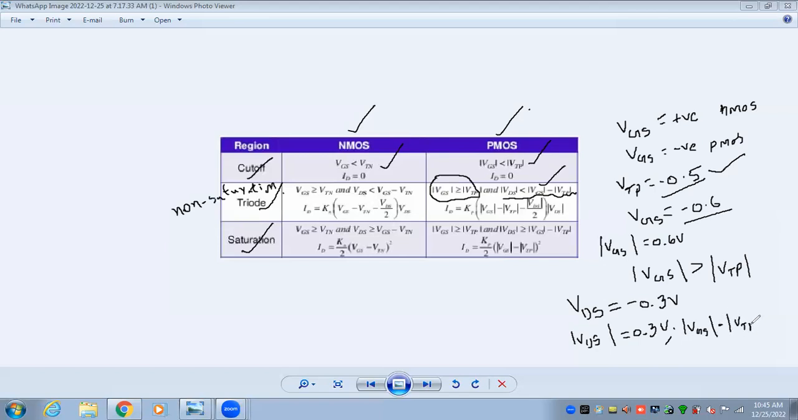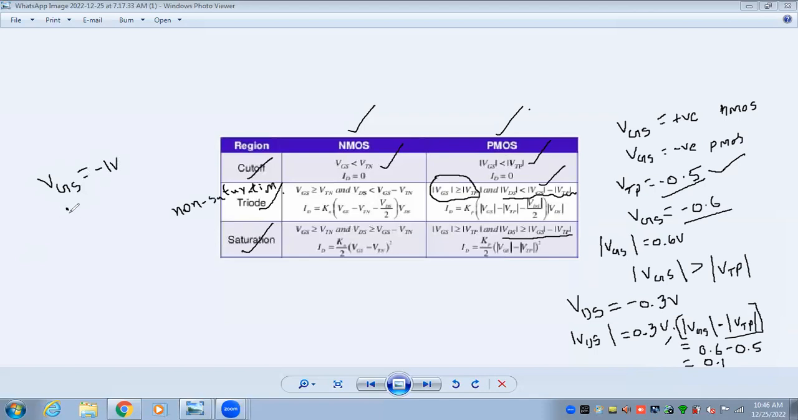mod VGS minus mod VTP: if you calculate, mod VGS is 0.6, minus mod VTP, which is 0.5. So mod VGS minus mod VTP is 0.1. So if you compare magnitudes, mod VDS is greater than mod VGS minus mod VTP. That means this is the third case, in which the transistor operates in the saturation region. Suppose you take other values for VGS, minus 1 volt.